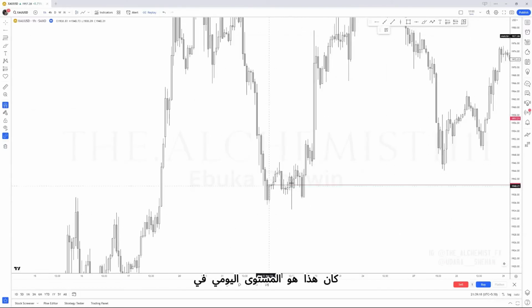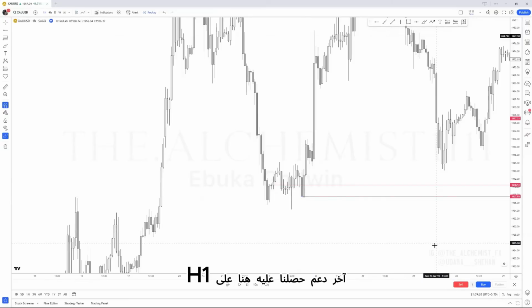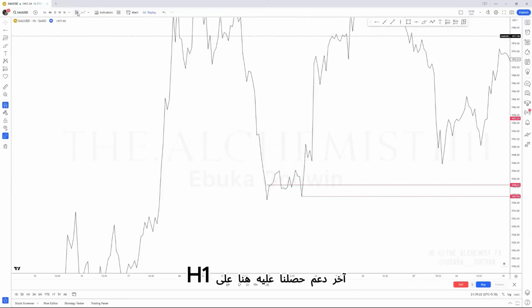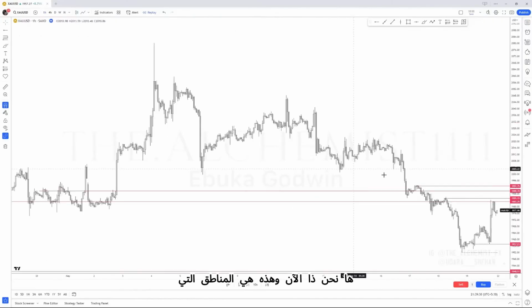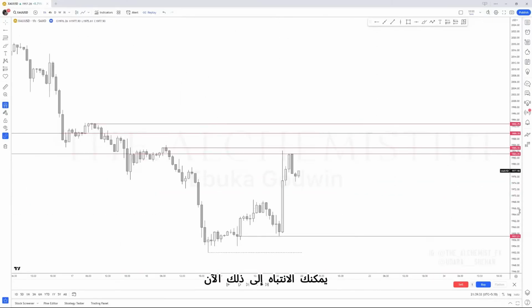This was the daily level into the last support we had here on the H1. See that? Never tapped that. You can say never mitigated or whatever word you want to use. Never tapped it. So there we go. Now these are the zones that you could pay attention to.